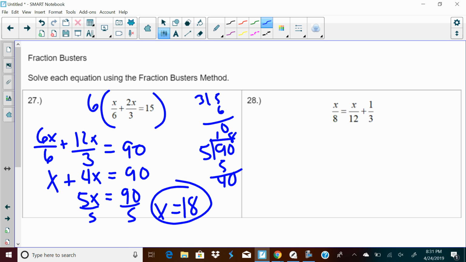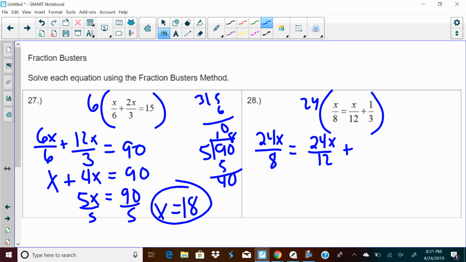Problem 28, the common denominator is 24. So I'm going to get 24x over 8 equals 24x over 12 plus 24 over 3. So this is going to be 3x equals 2x plus 8. Subtract 2x from both sides. And I end up with x equals 8.